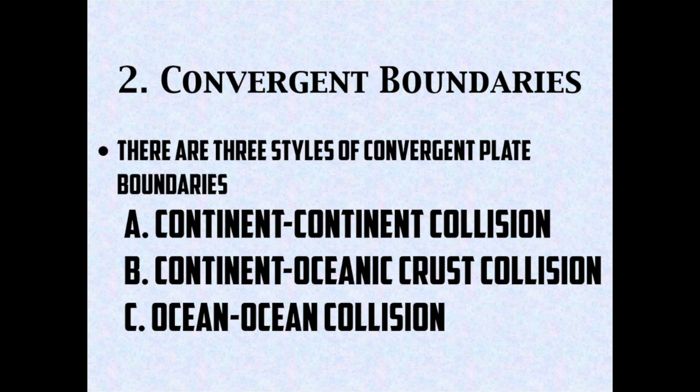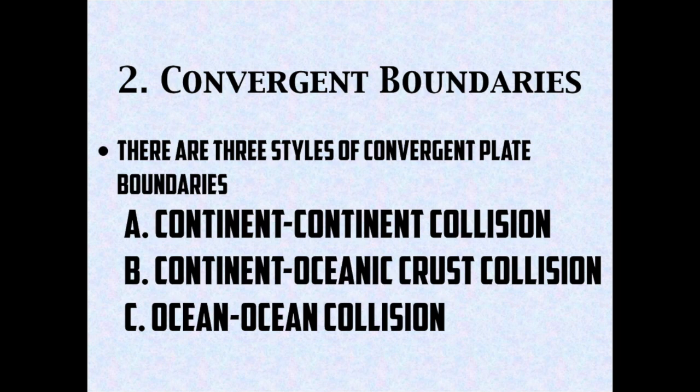Now let's talk about convergent boundaries. That's when they are converging, they're hitting each other. There are three types. There's continent-to-continent convergence or collision. There's continent-to-ocean crust collision, and there's ocean-to-ocean collision.